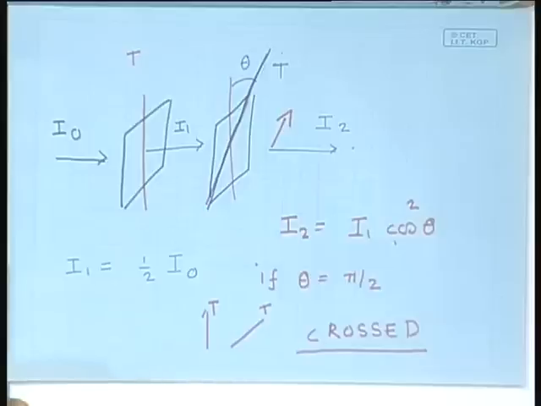So, what we see is that a linear polarizer produces an output which is linearly polarized in the direction of its transmission axis. The intensity of the radiation that comes out falls, and if it is unpolarized light that you have sent in, it falls to half the original intensity. If it is linearly polarized light that you have sent in, then it falls by a factor of cos square theta, where theta is the angle between the directions of the two transmission axes.